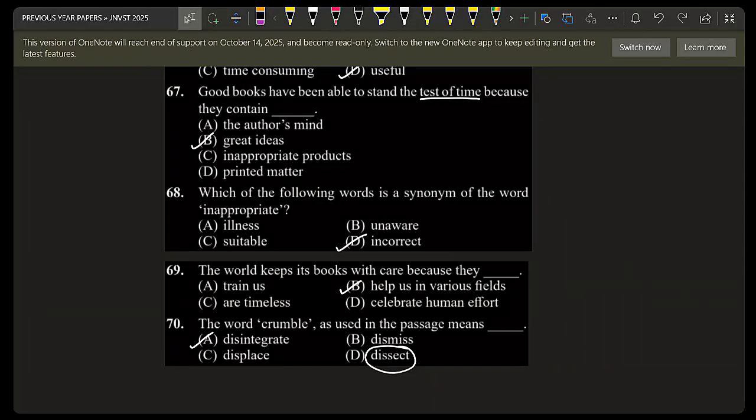Srihita, what is your doubt? Sir, what is the meaning of destroy? Destroy means damaging it completely. Damaging completely is nothing but destroy. Okay?